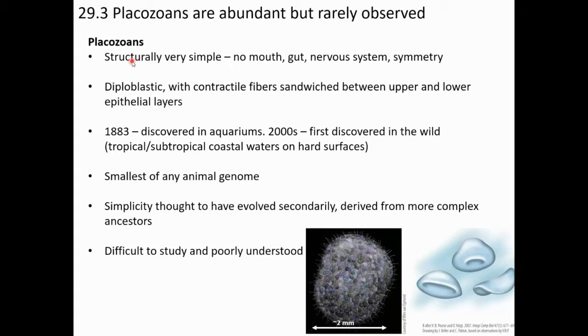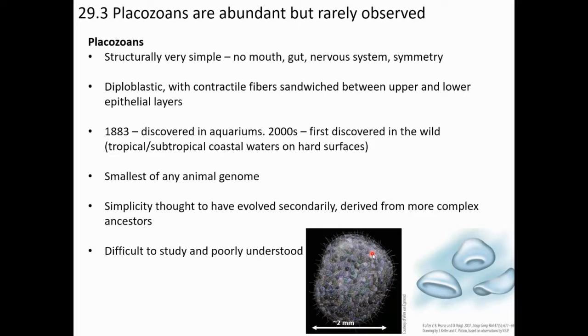It turns out that they're structurally very simple, with no mouth, gut, nervous system or symmetry. But they are actually diploblastic, so they have two tissue layers, with contractile fibers sandwiched between those two epithelial or surface layers. Interestingly, they have the smallest genome of any animal, although it seems that's a derived trait: they used to have more complex or larger genomes, but then it simplified.